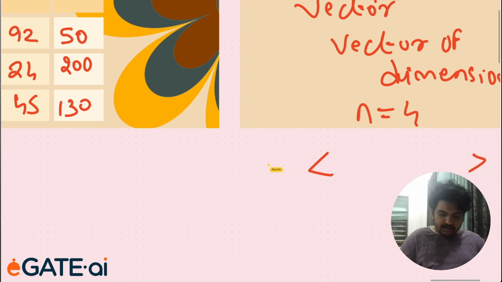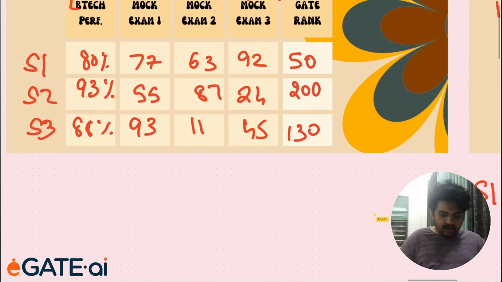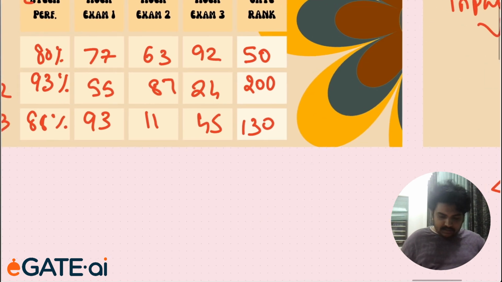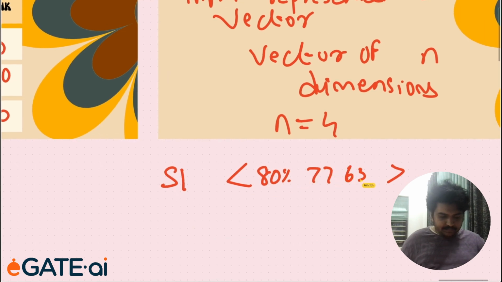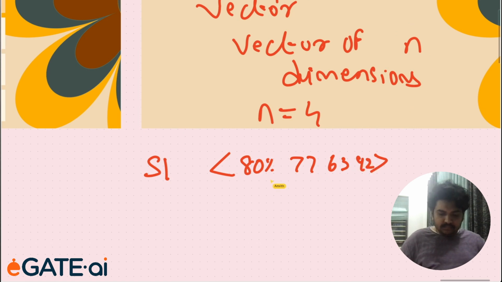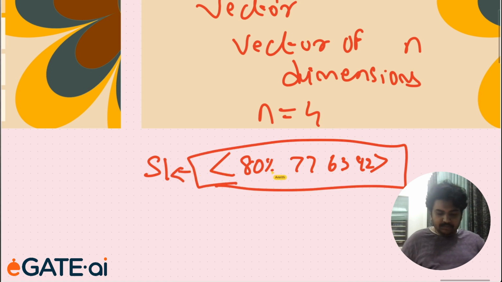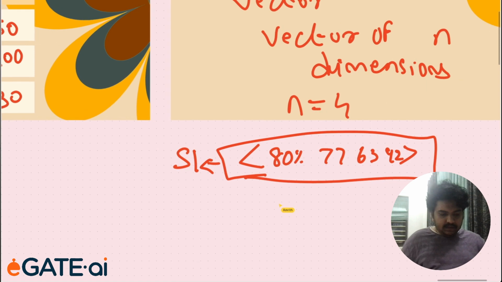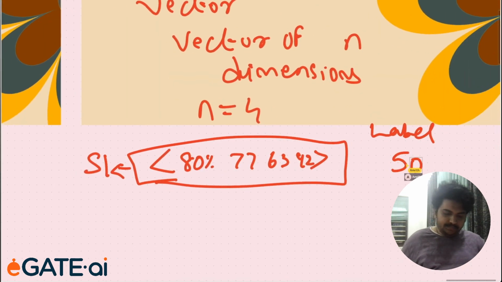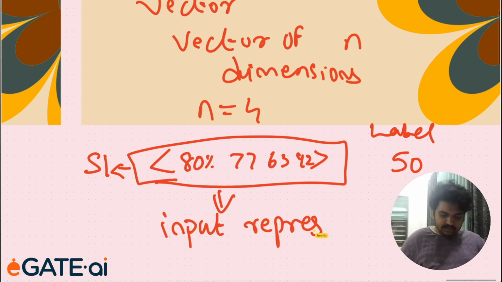Let's say for S1 we have 80%, 77, 63 and 92. So this is a vector that represents student S1 with 4 different values, and they have to be mapped to the target variable, which in this case is 50. So this forms the input representation.